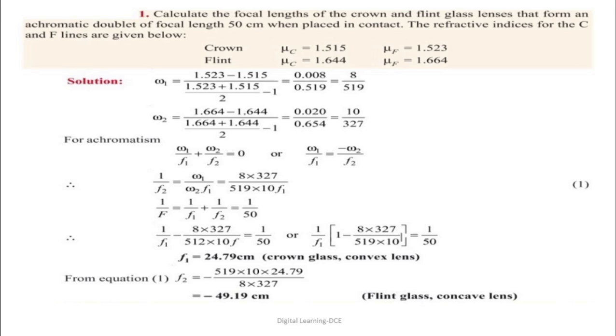f1 is equal to 24.79 centimeter, which is of crown glass convex lens. From equation 1, f2 is equal to minus 519 into 10 into 24.79 divided by 8 into 327, which is equal to minus 49.19 centimeter, which is of flint glass concave lens.